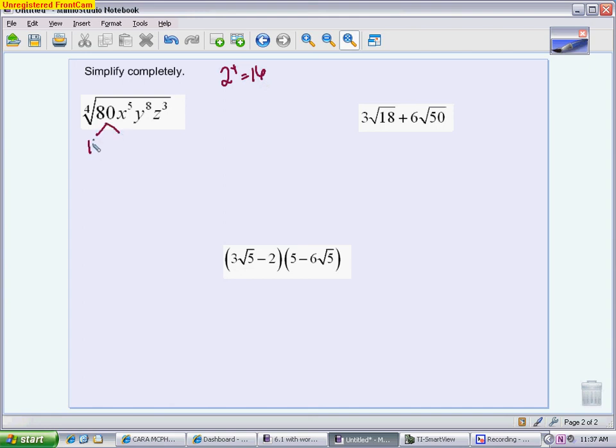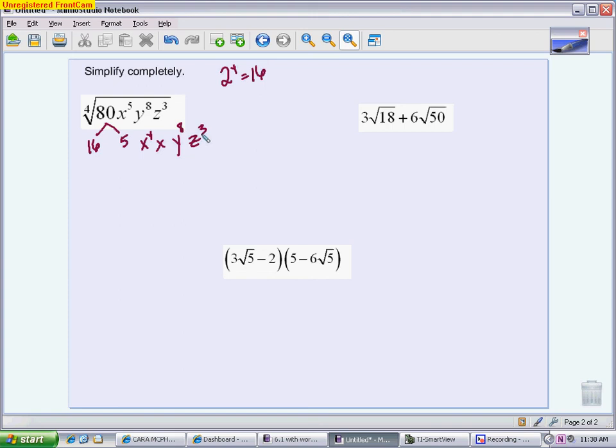80 is divisible by 16. You get 16 times 5. The x to the fifth, I'm going to make a little tree and say, well, that's actually x to the fourth and then an x, because I want my powers to be multiples of 4. y to the 8th is perfect because 8 can be divided by 4. And z to the 3rd will never change because it's not big enough. It doesn't even have the 4th power.